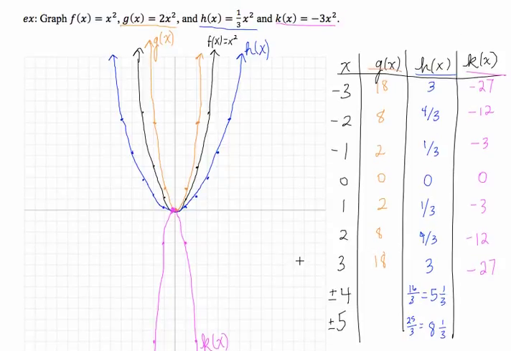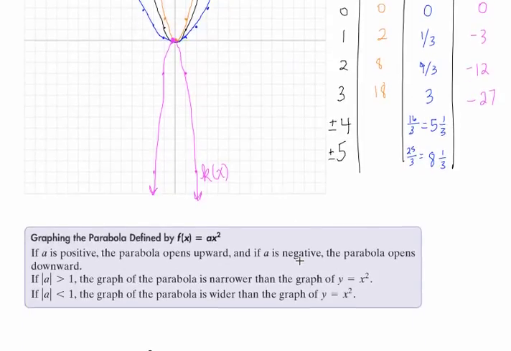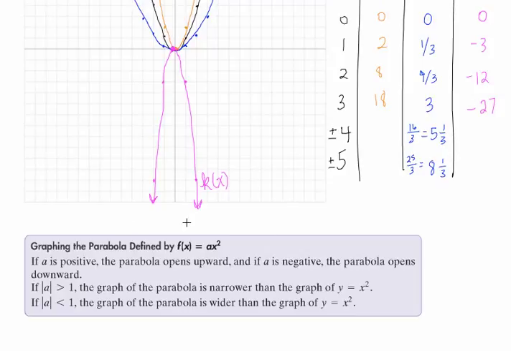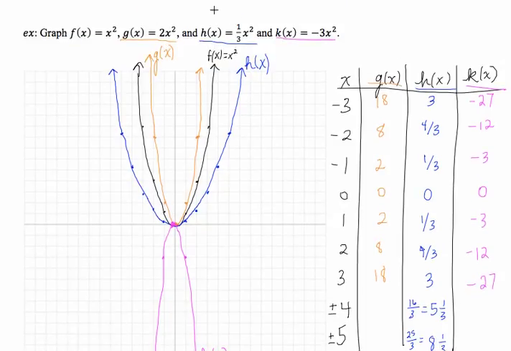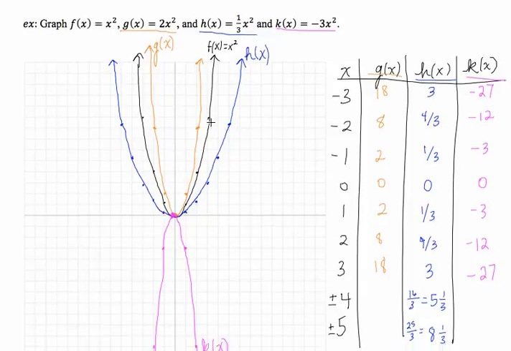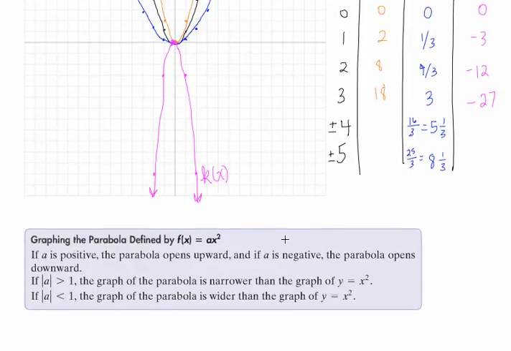Okay, so we can generalize all of these findings. If you have a function, f of x equals ax squared, if a is positive, the parabola will open upwards. So these two coefficients, 2 and 1/3, are positive. So notice those parabolas open upward. If a is negative, the parabola opens downward. That's like k of x.